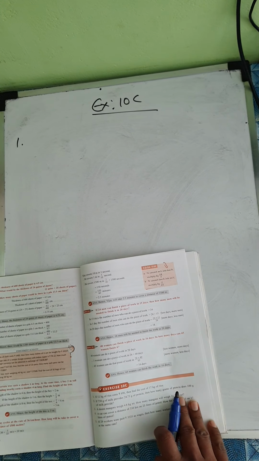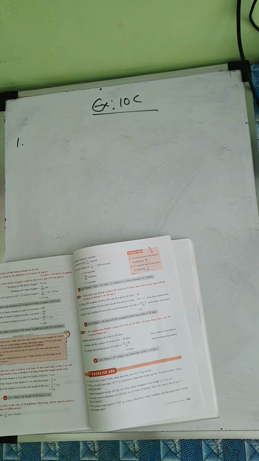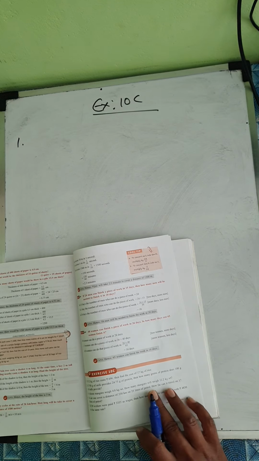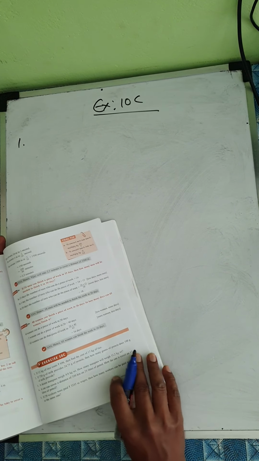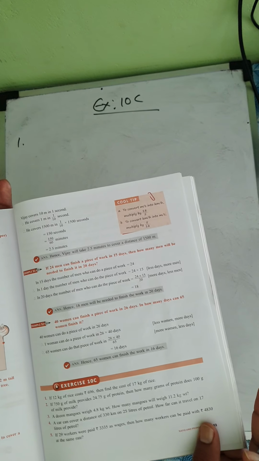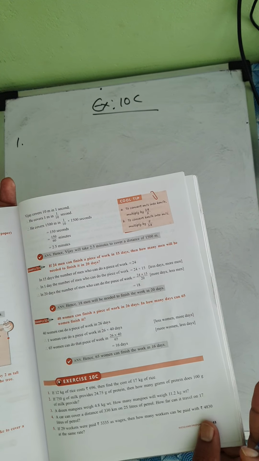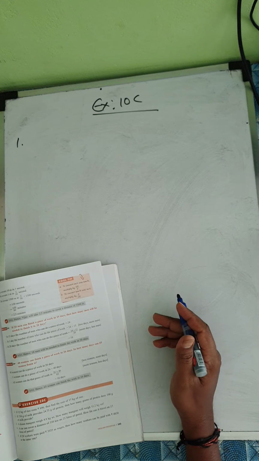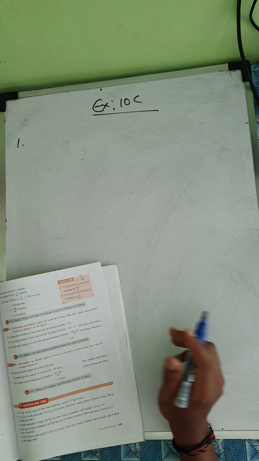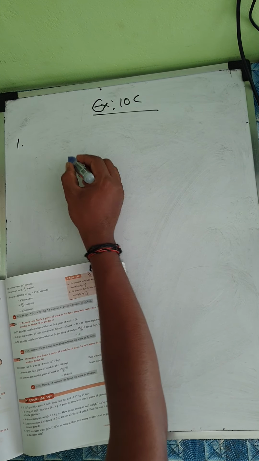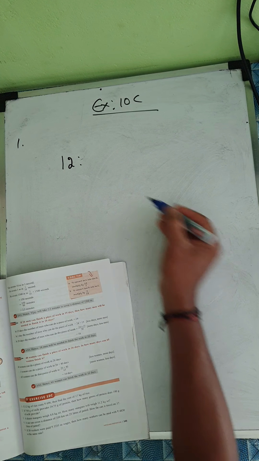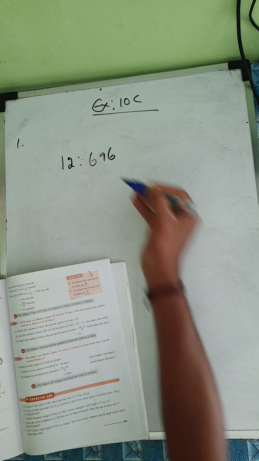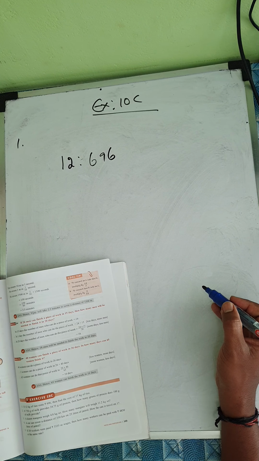Next exercise 10C. Okay, here you can see the first question. If 12 kg of rice costs 696, then find the cost of 17 kg of rice. Okay, so here again we are using the ratio and proportion method. On the same method we will try it here. I'll write it like this: 12 kg, the cost is 696. So we'll write like this, and find the cost of 17 kg.